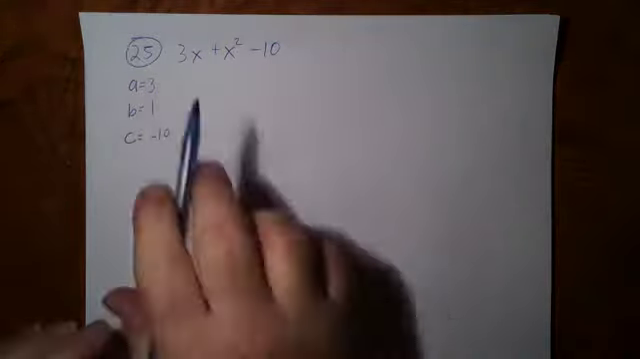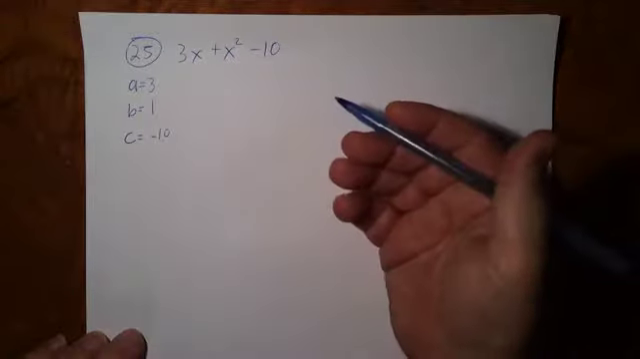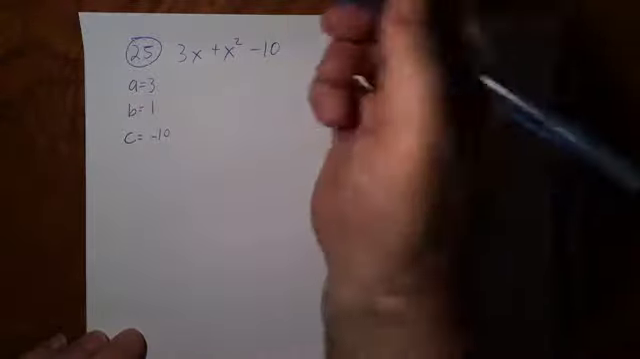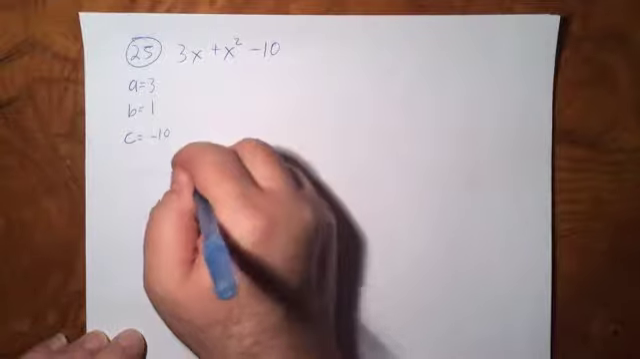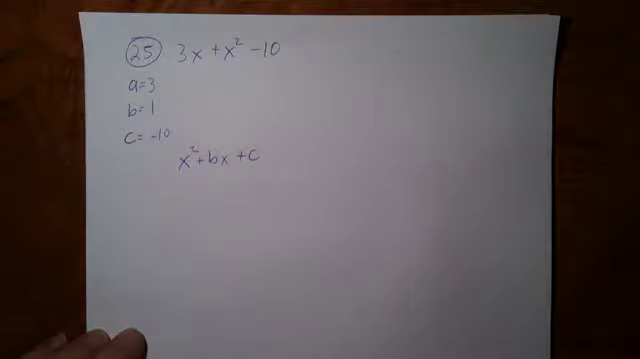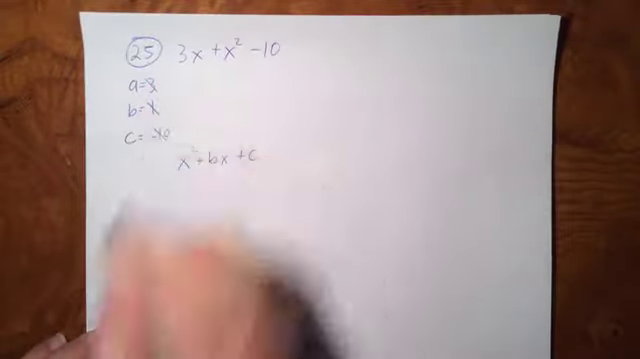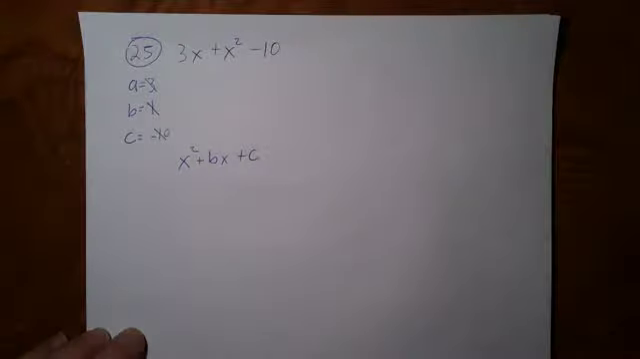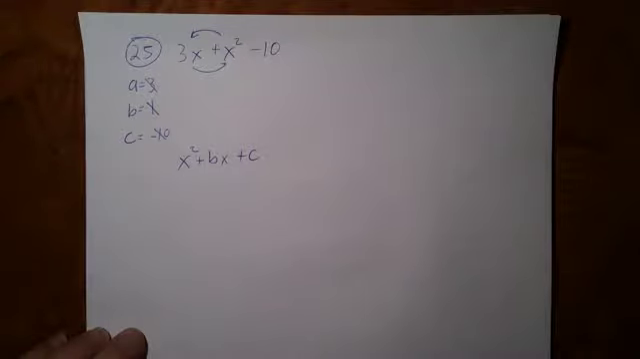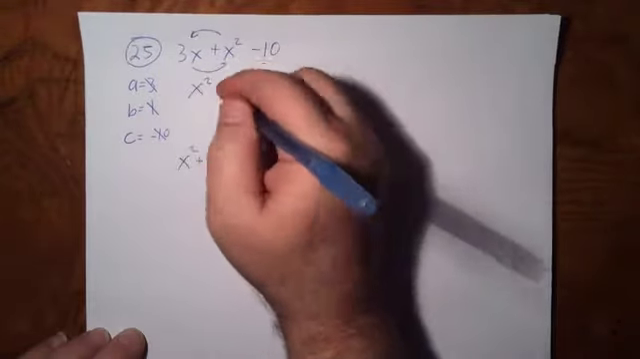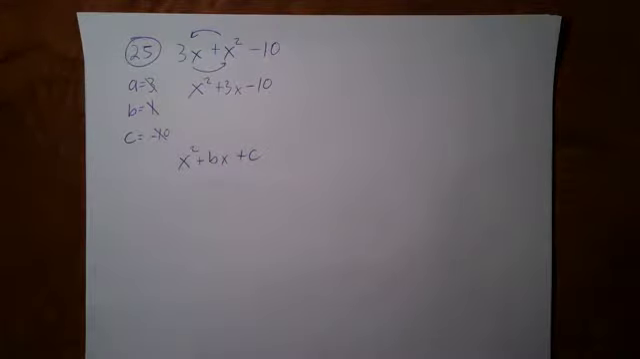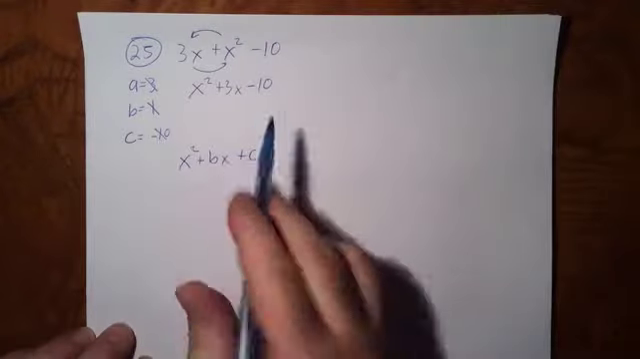However, the problem with this is that this trinomial is not written in the form that we discussed in the beginning of the video lessons. It has to be written in the form of x squared plus bx plus c. So what I have to do first to correctly identify the values of a, b, and c is write it in this form, which essentially means I need to switch these two terms around to write this now as x squared plus 3x minus 10.